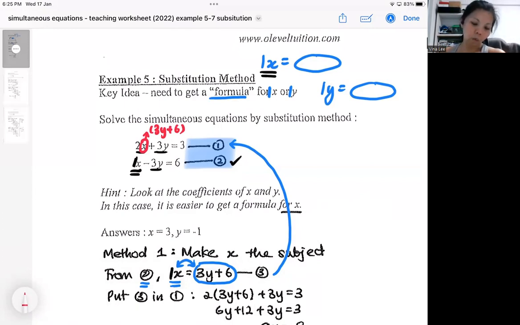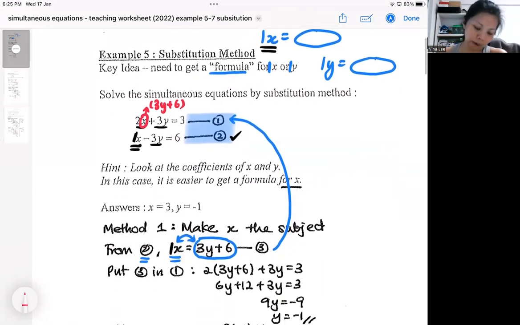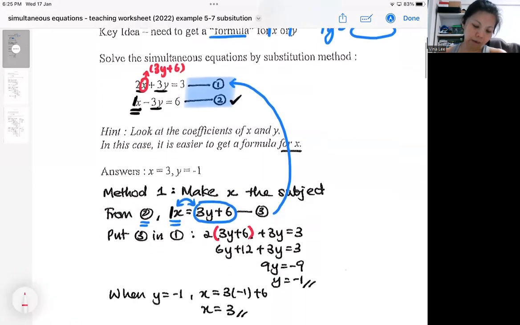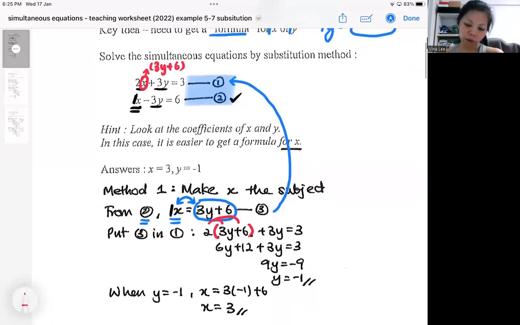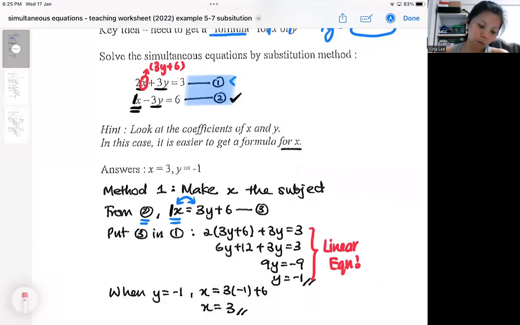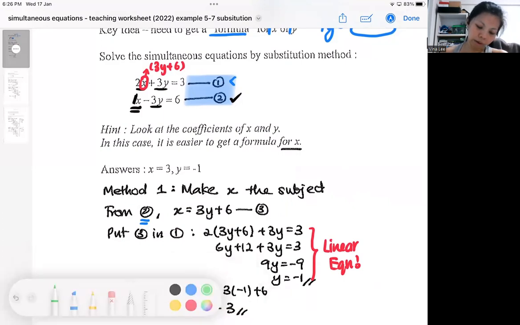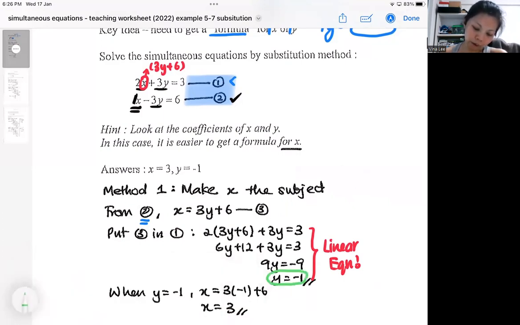Think of it this way: every x has a formula of 3y plus 6. So I change my x to 3y plus 6, and then you do your normal linear equation to solve for y. This is the usual linear equation to solve for y. And this time around, once you get the answer, you do not need to return to any of the equations. You just need to return to the formula.